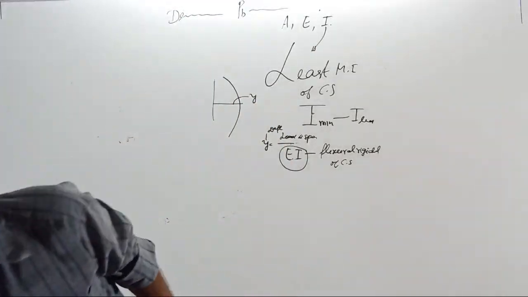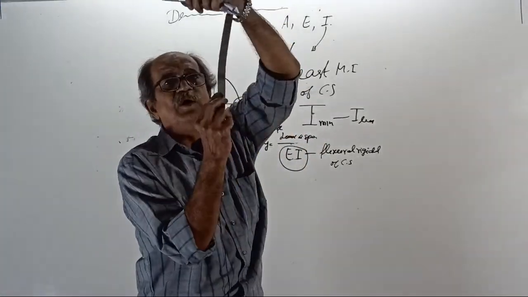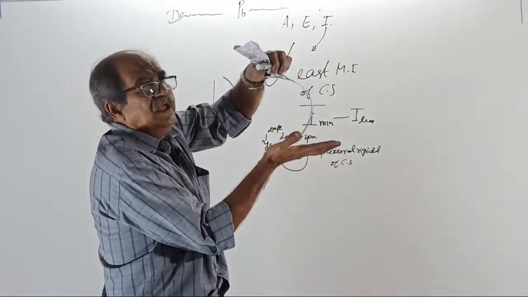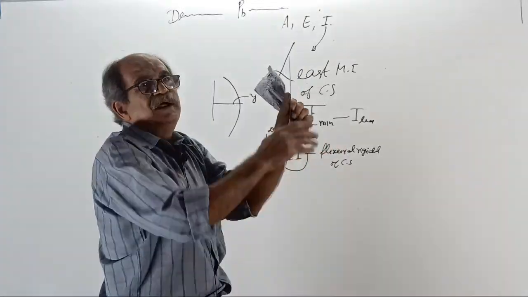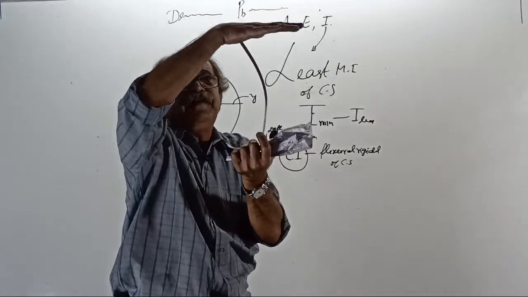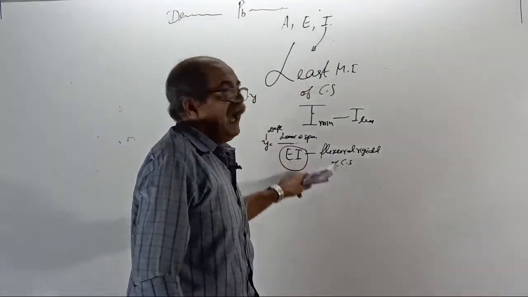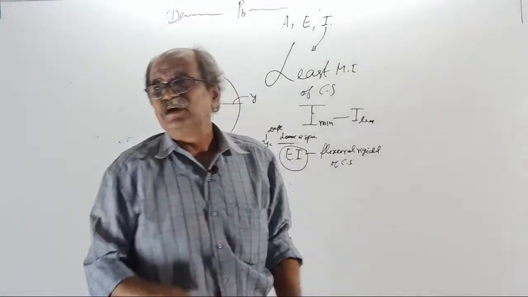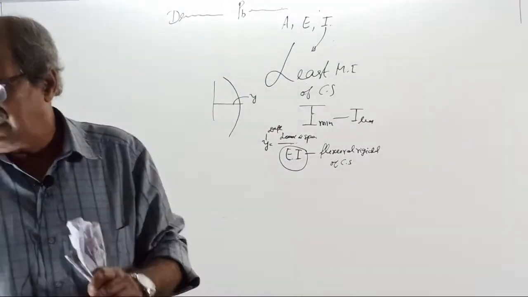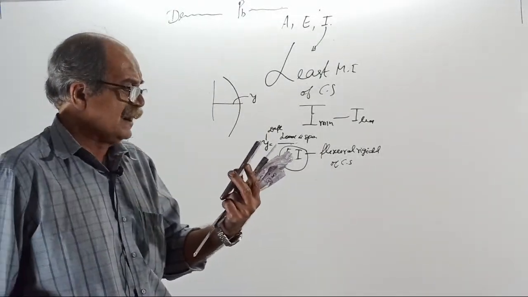See here. If I take the scale and apply load, see now, it deflected this way. Why has it not deflected this way? Tell me. Because to deflect this way, it has to overcome resistance. As EI increases, deflection becomes what?